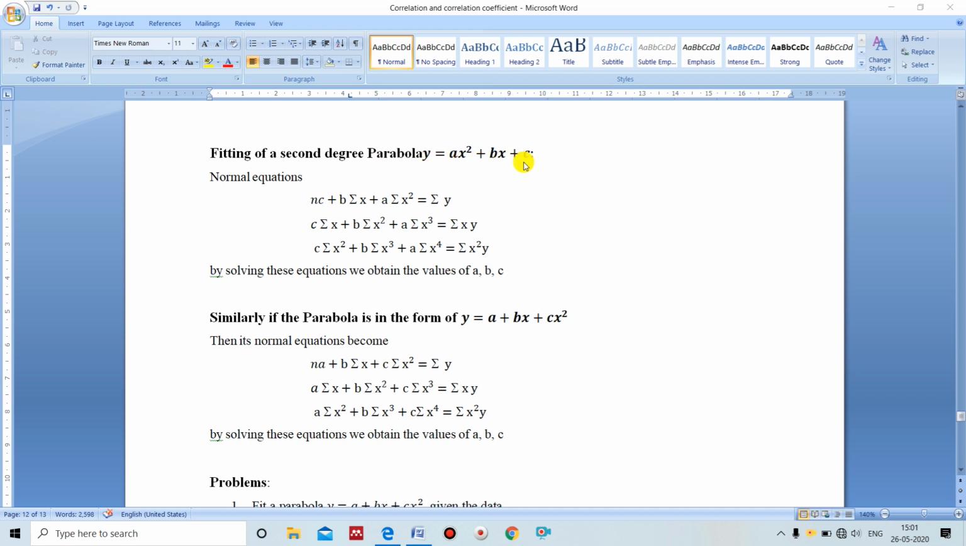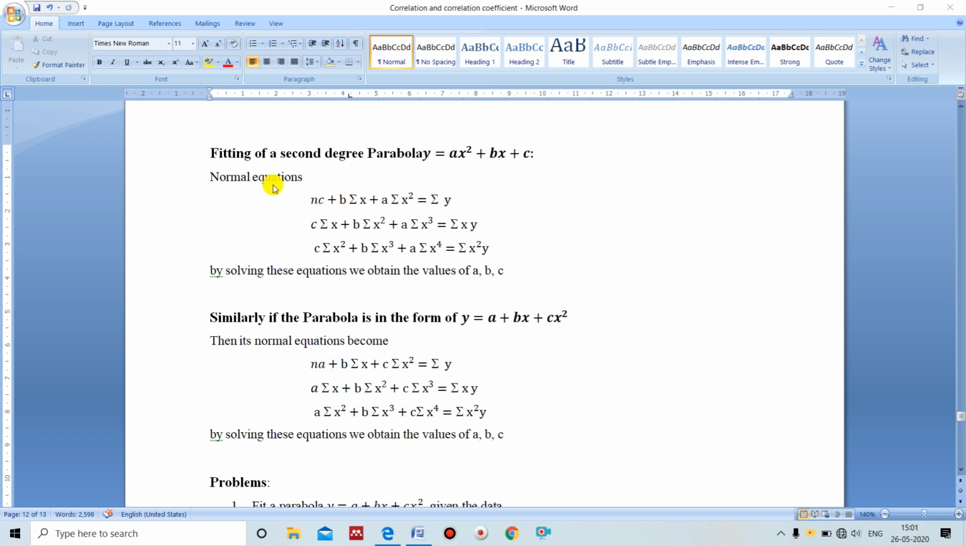Here also, same as before, first we write the normal equations. Depending on the normal equations we prepare the table and put the summation of x, x square, x cube, x raised to 4, summation of xy, then summation of x square y. Then we simplify, find a, b, c, and put the a, b, c values here. So that curve is the best fit among the given data. So this is the procedure.